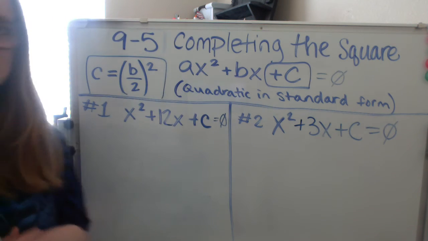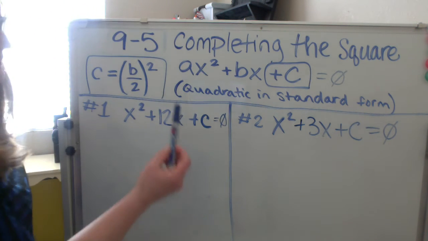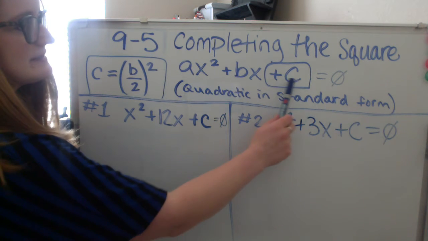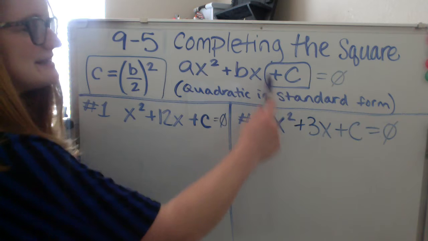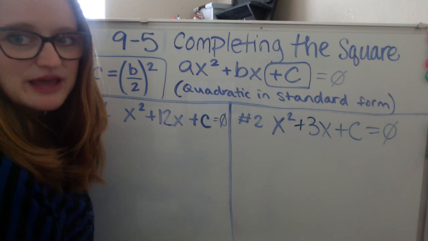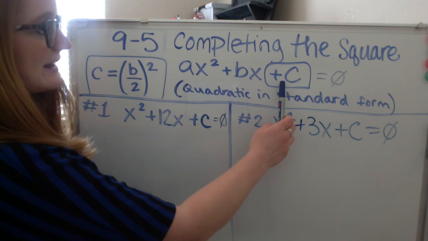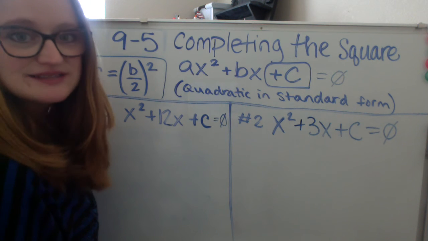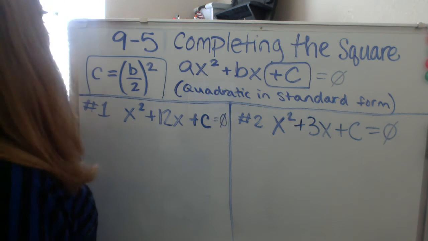I have our standard form right here again to show you. Quadratic in standard form looks like this: ax squared plus bx plus c. And that's the C value that I'm talking about. So anytime we have it in standard form and it's asking you to find the C value, that's what we're talking about, that last constant term.